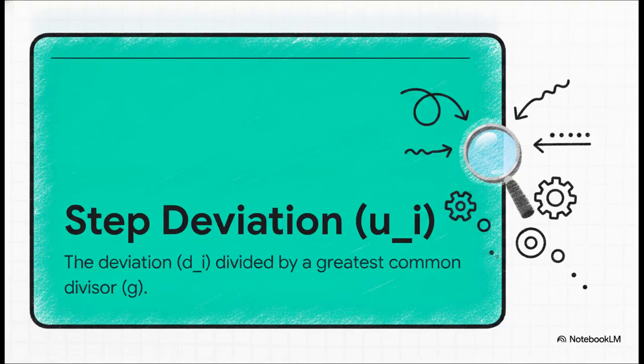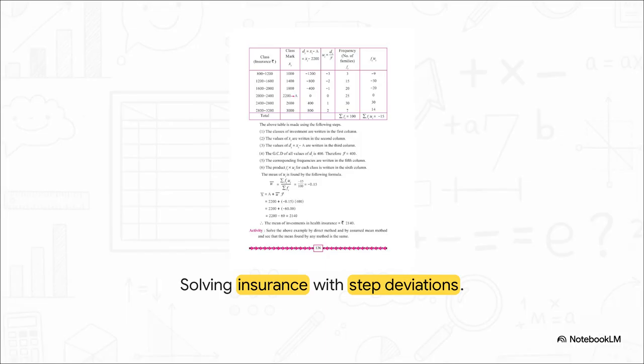We introduce the step deviation, denoted as u sub i. If we carefully inspect our deviations and can find a greatest common divisor, which we call lowercase g, for all our deviations, we can divide them down even further. The formula is u sub i equals d sub i divided by g. By doing this, we reduce those large deviations into single digits, making the final arithmetic incredibly simple to solve entirely in your head. Observe how beautifully this simplifies a complex, real-world problem.